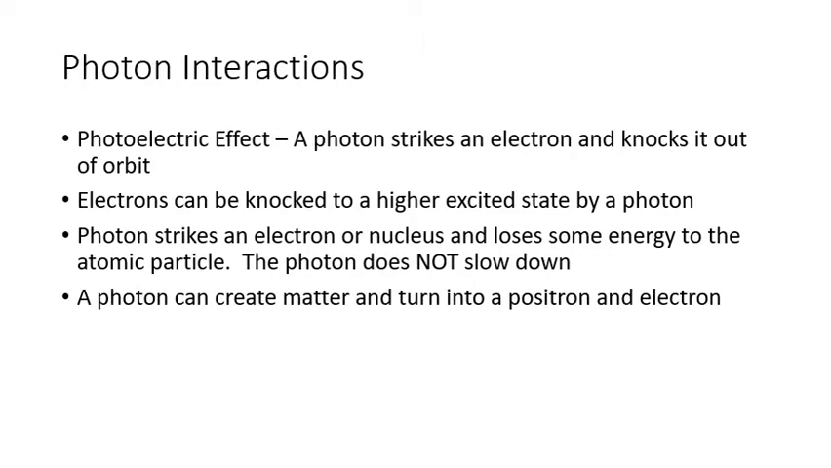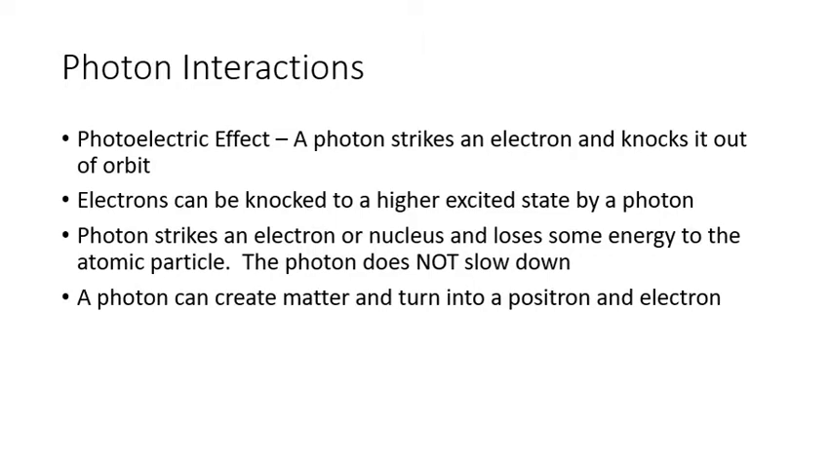The second one, unfortunately, doesn't really have a name, but electrons can be knocked to a higher excited state by a photon, which we also looked at. It can go to various energy levels, and then it would de-excite and give off photons to drop back down, which is also what we looked at.